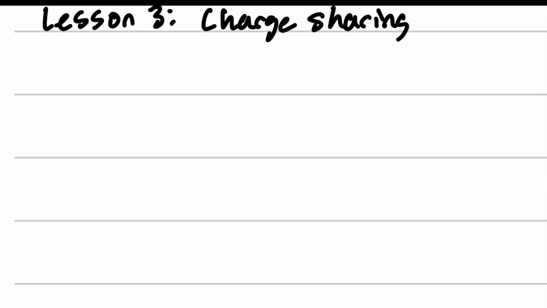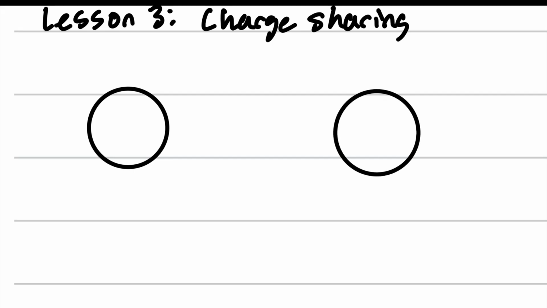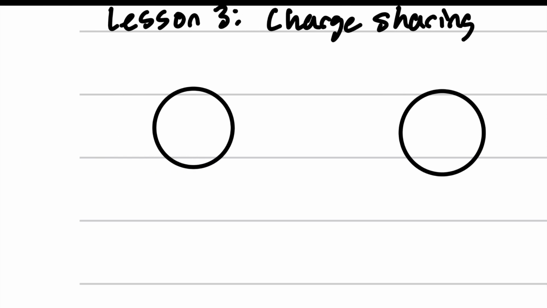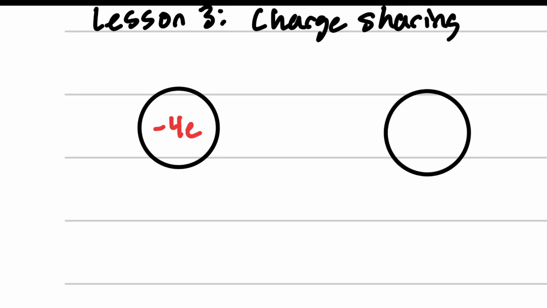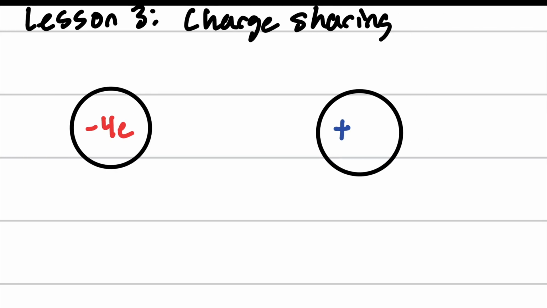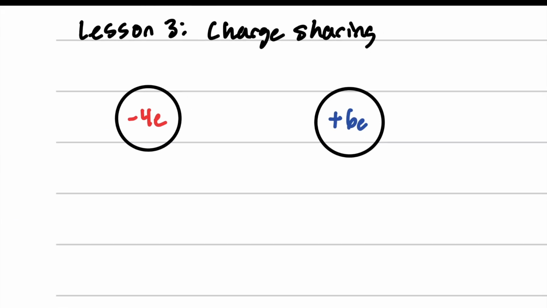We're going to have a scenario where we have two charged conducting spheres, and one of them is going to be, let's say, negative 4e, and the other one is going to be positive 6e. All right, so we know immediately that they're going to be attracted to one another. So there's going to be a force exerted that will make them want to go towards each other. But what if instead we tried to make them touch?